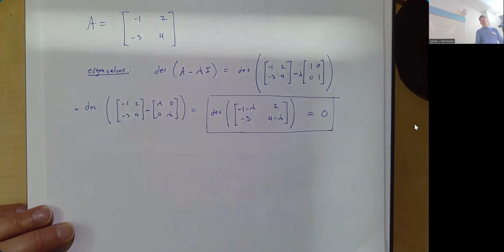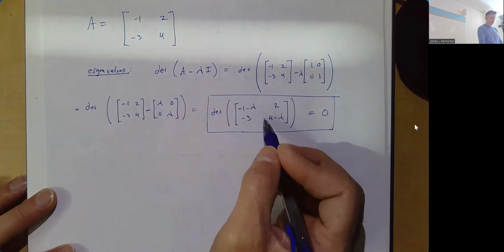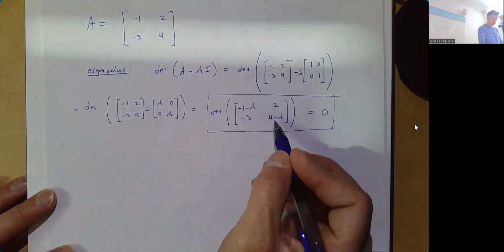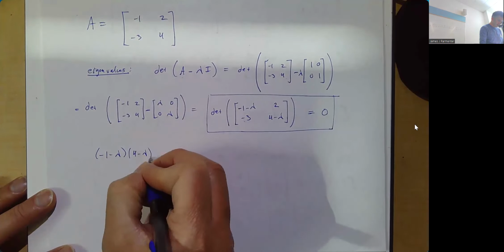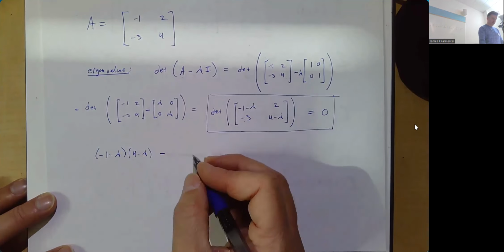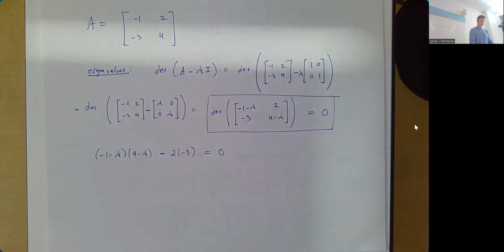When you take the determinant of a 2 by 2 matrix, it's really not terrible. It is terrible for larger matrices. If it was 3 by 3 or 4 by 4 or 5 by 5 or anything bigger, the determinant is a lot more complicated of a calculation. But for a 2 by 2 matrix, it's really, really straightforward. The determinant is the product of the diagonal elements, so -1 minus lambda times 4 minus lambda, minus the product of the off diagonal elements, 2 times -3. And we're setting that equal to 0. Then we're going to solve.